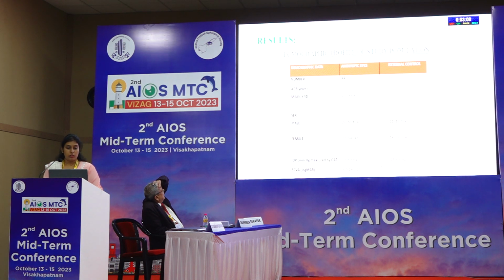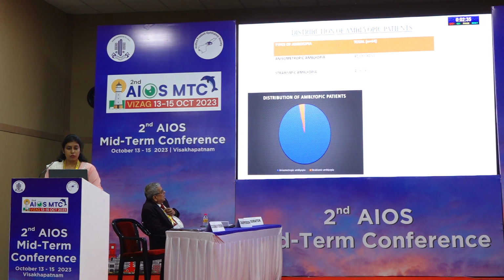Coming to the results, this table shows the demographic profile of the study population. The number of amblyopic eyes was 44, whereas the external control was 32. The mean age of amblyopic eyes was 20, whereas the external control was 23. The male and female population in the amblyopic eyes was 20 and 22 respectively, whereas in the external control group it is 14 and 18. Intraocular pressure was almost similar in both groups. The best corrected visual acuity in logMAR units in the amblyopic eyes was 0.51, whereas in the external control it is 0.